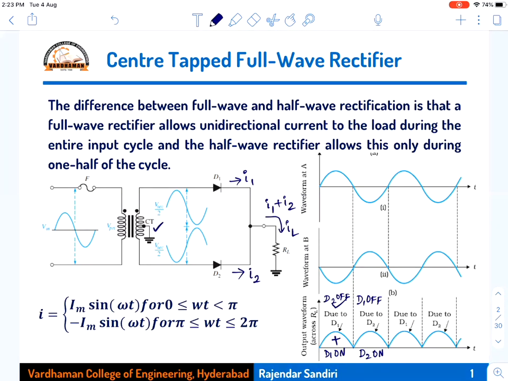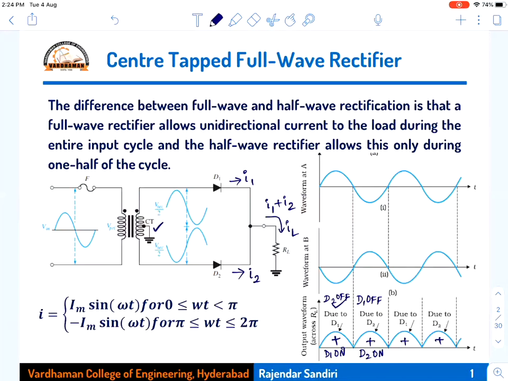So D1 is on, D2 is off in the first half cycle; D1 is off, D2 is on in the second half cycle, and so on. So all these things will be conducted. What is happening when diode D2 is on is that the negative half cycle will be converted into the positive half cycle, and it will be the same as your first cycle. So both will be showing in the output. This is what we call a full wave rectified output.